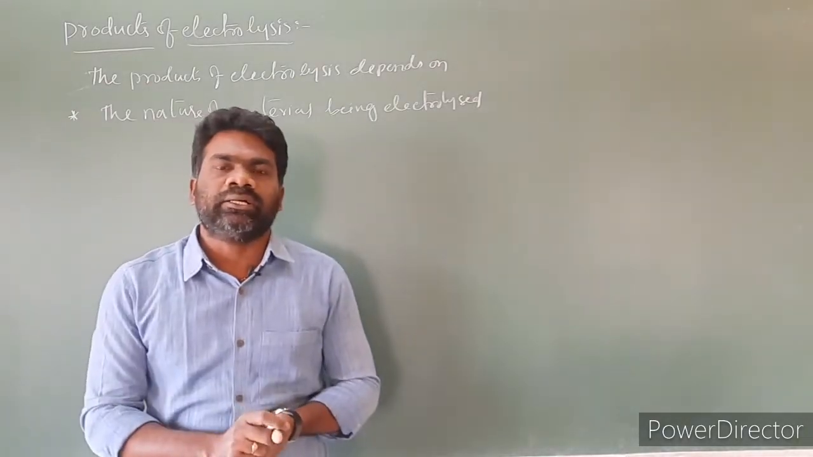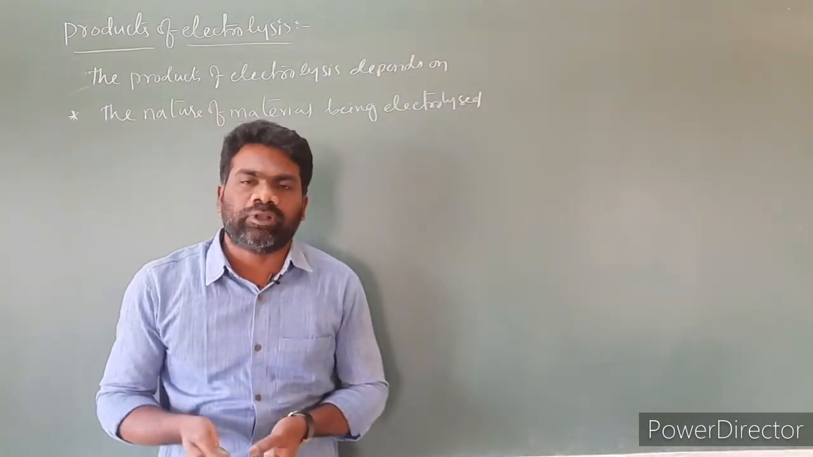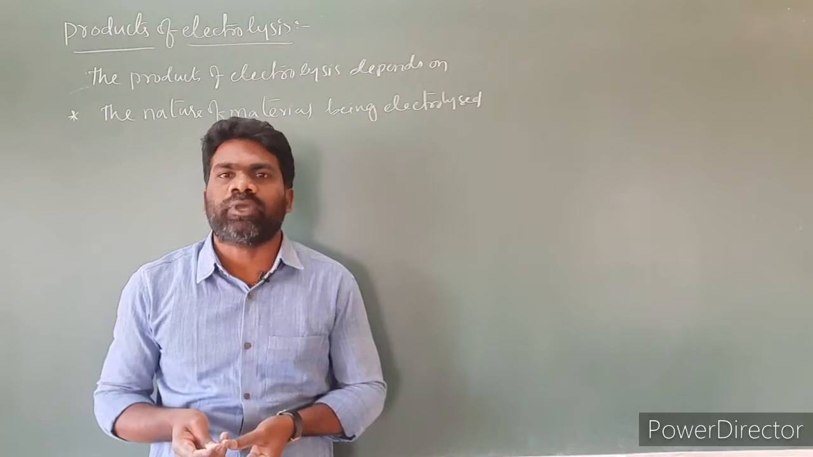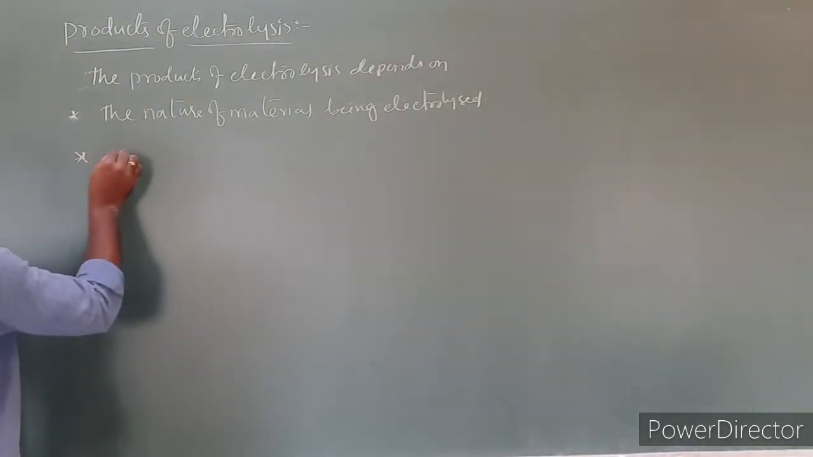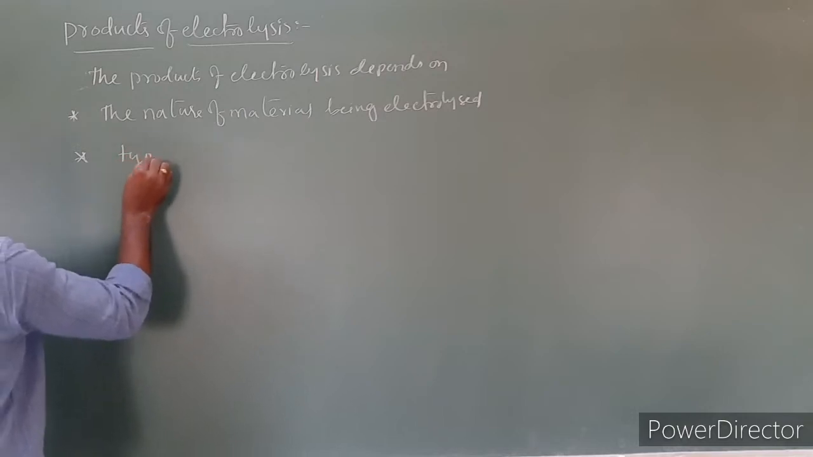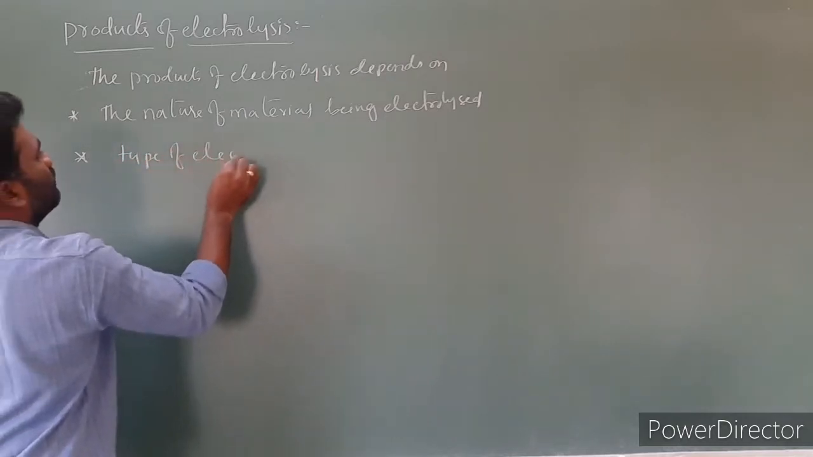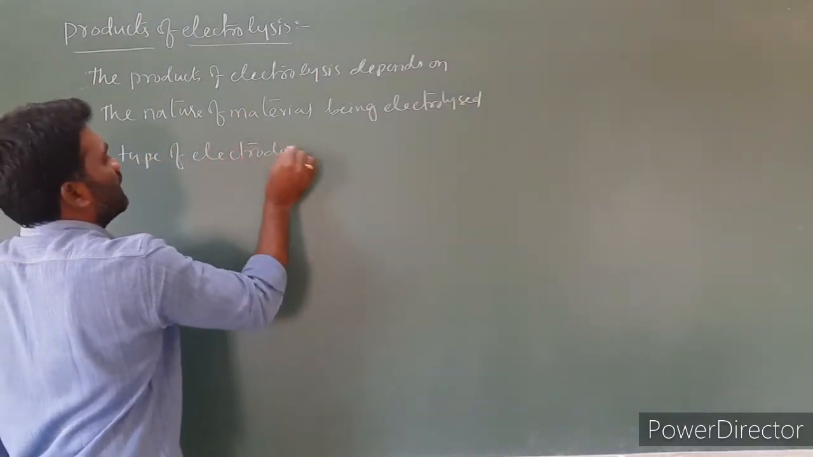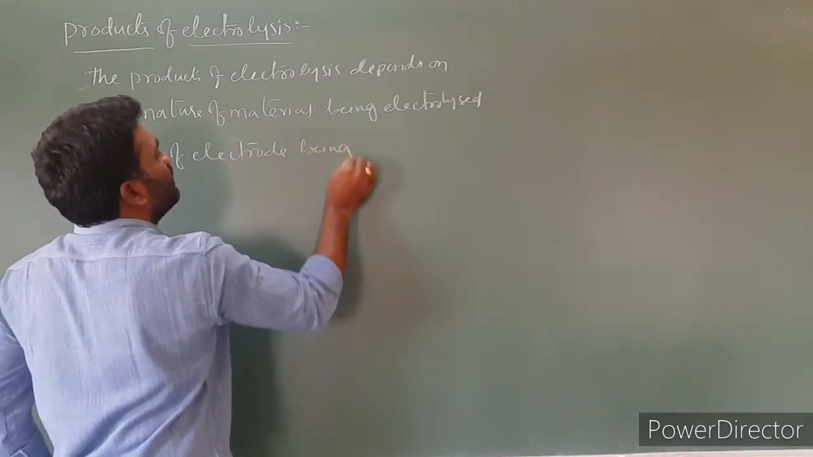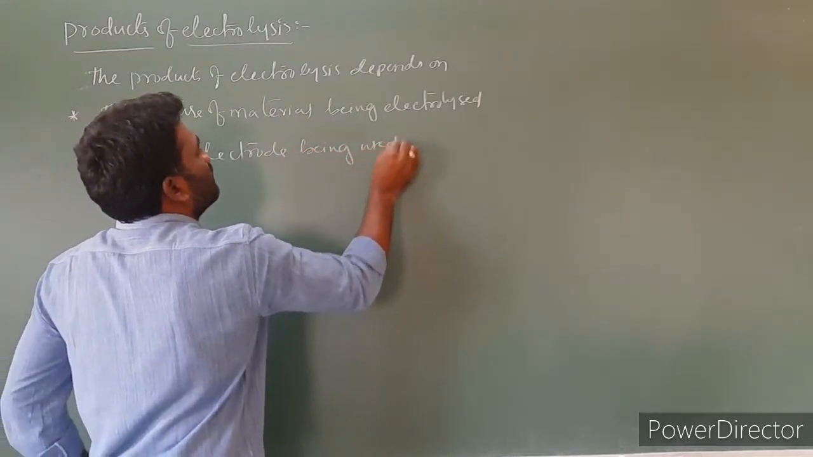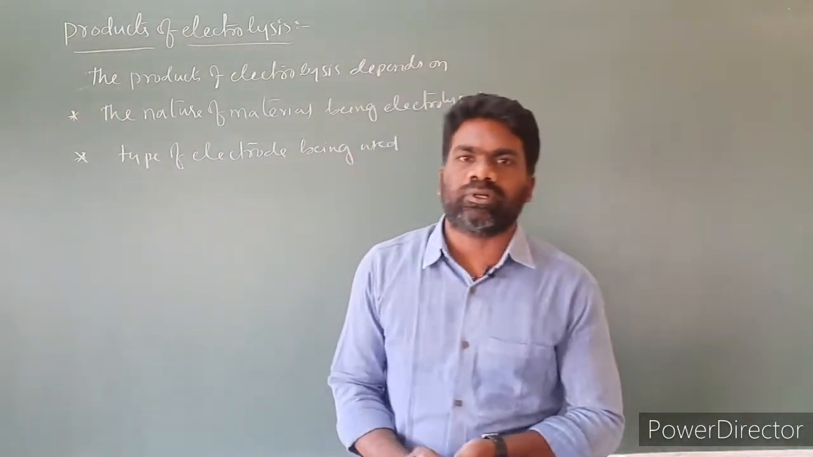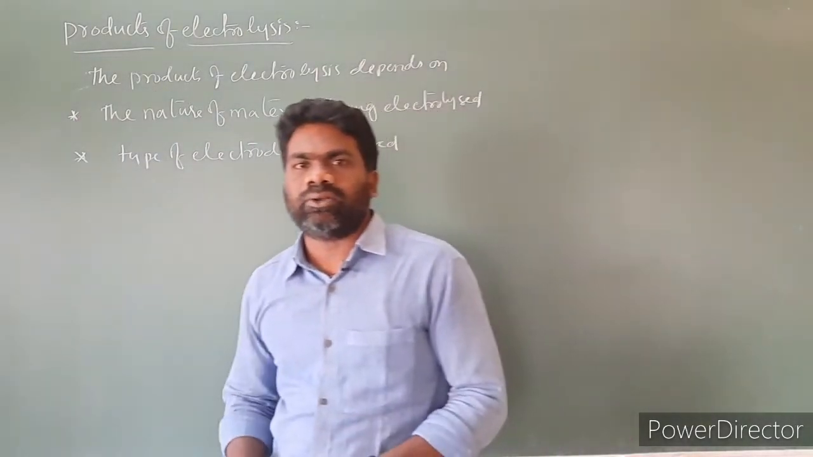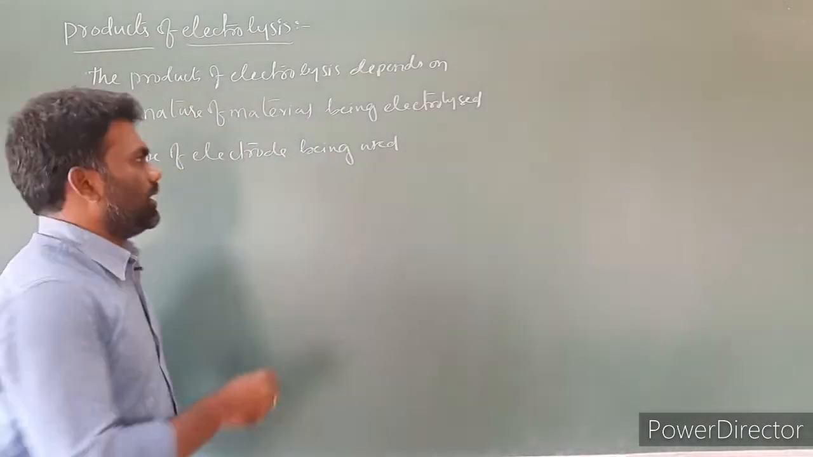The next one is that the products of electrolysis depend upon the type of electrode being used. Generally we use two kinds of electrodes. One is the inert electrode, the second one is the reactive electrode.